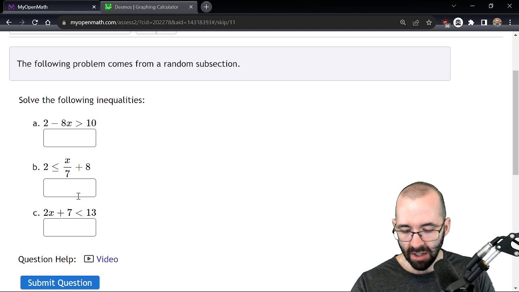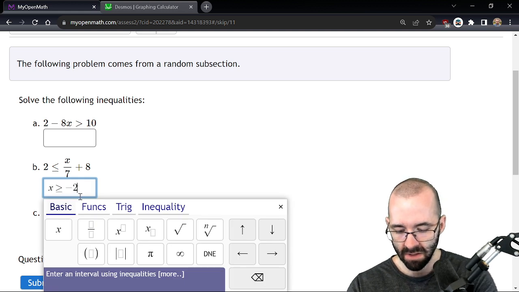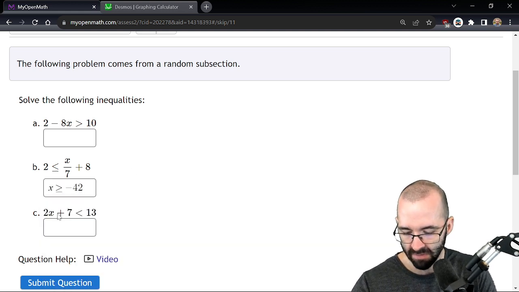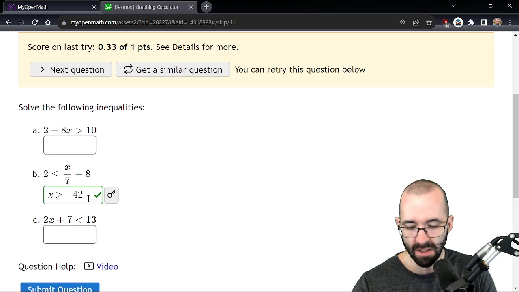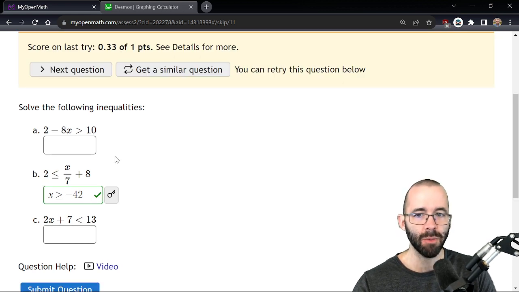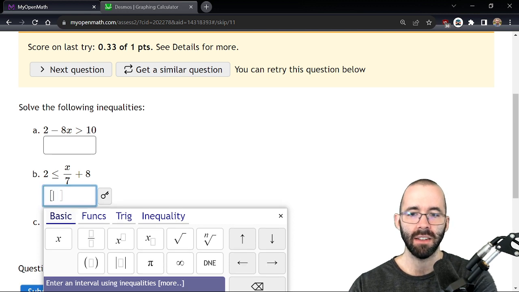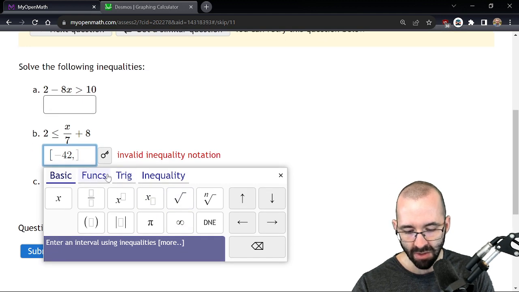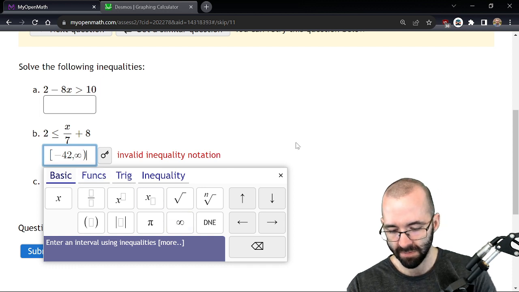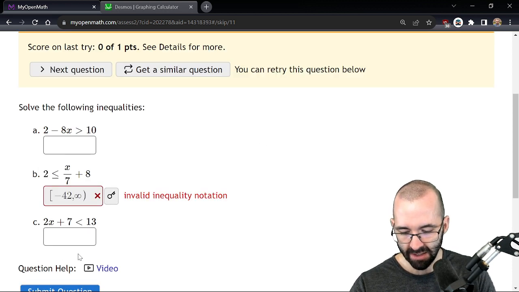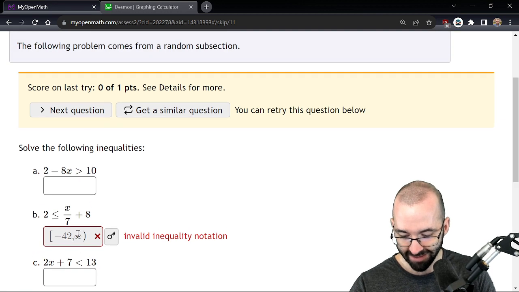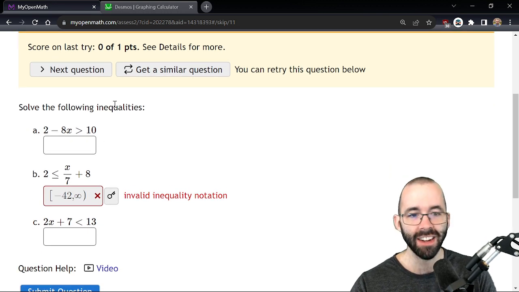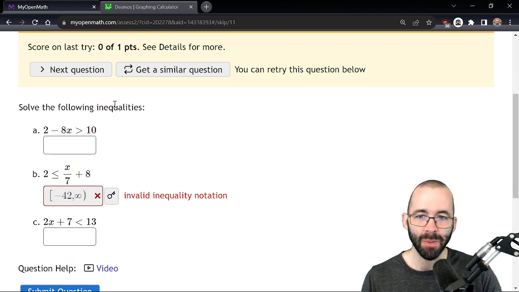So if we use inequality notation, does it like that? I don't know. It does. Does it like interval notation? Remember, infinity, you can type it a couple different ways. You can write 'inf' or you can click the button. Is it like this? Oh, it doesn't. Okay, well, I'll edit this to tell you what form to use.